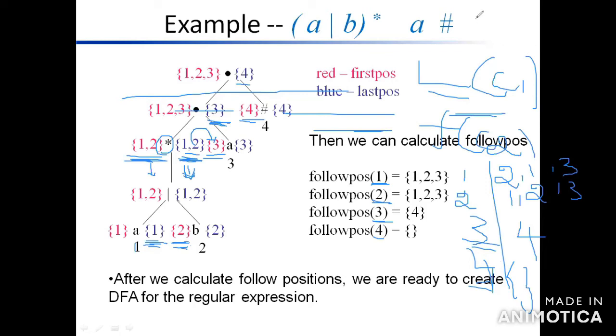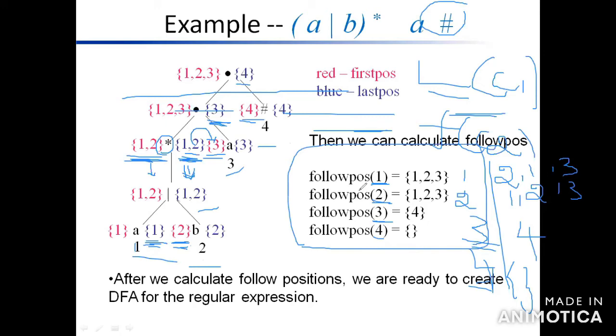So first, you have to specify the hash symbol. Second, you create the syntax tree. Third, you number all the nodes of the syntax tree. Then you calculate the first position and last position. After completing first position and last position, you calculate the follow position of n.